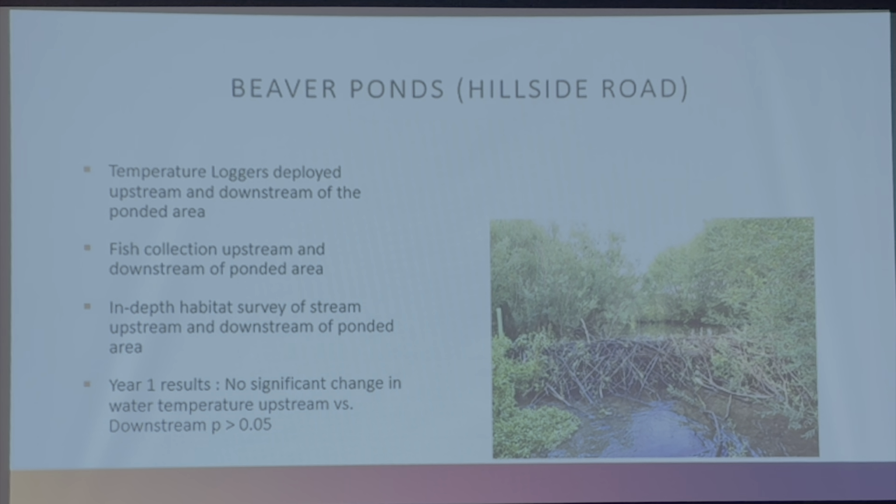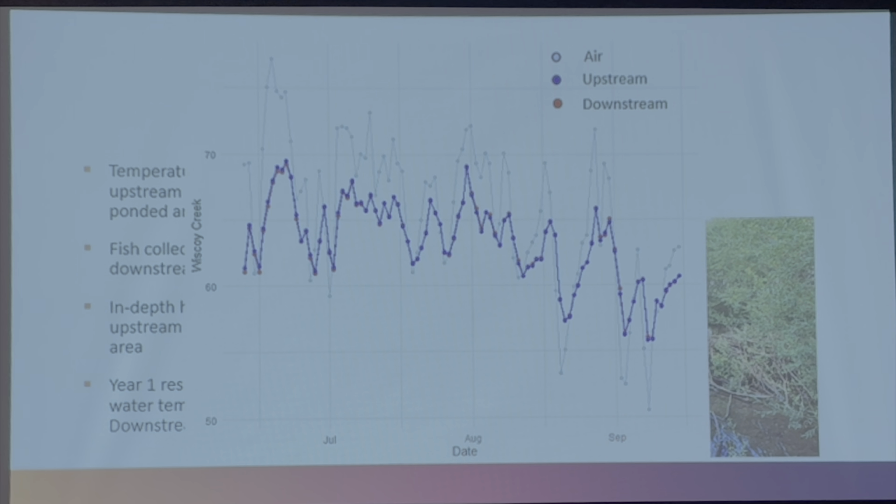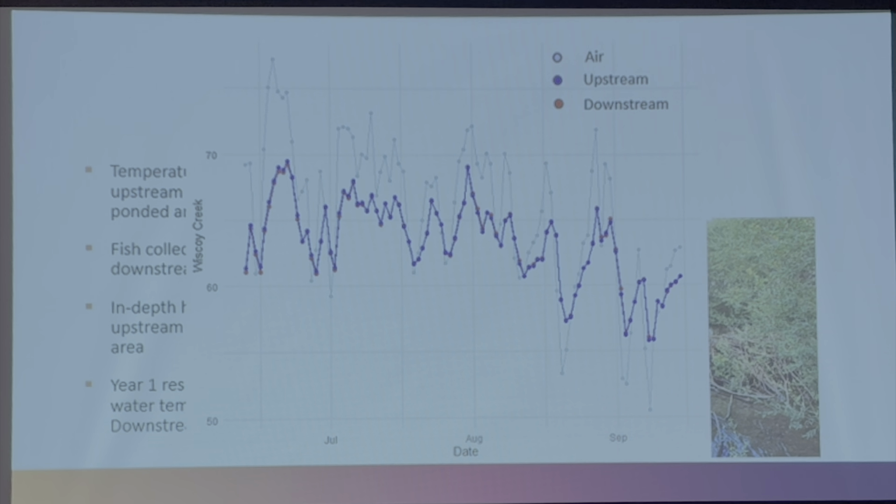So with the temperature data, I was able to create a quick graph. It might be a little difficult to read here, but we have upstream in blue, and we have downstream in red. And then air is this faint white line that should have been blue. That is air temperature. So what this graph represents is temperature throughout the whole season.